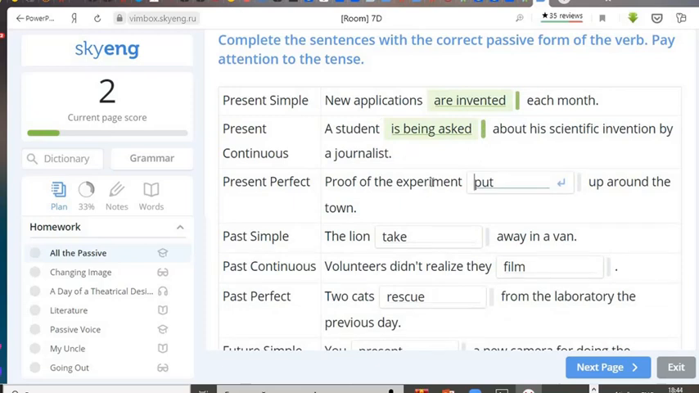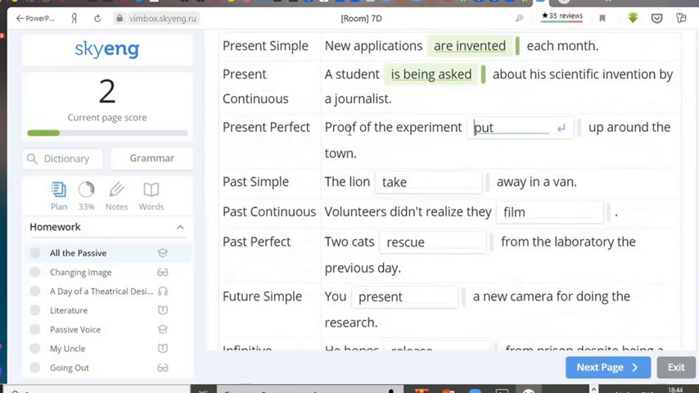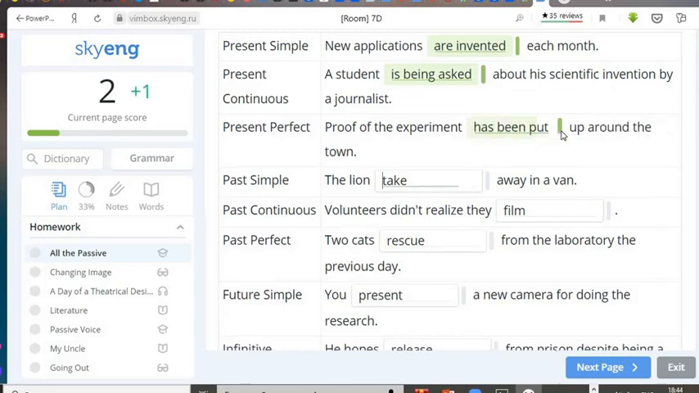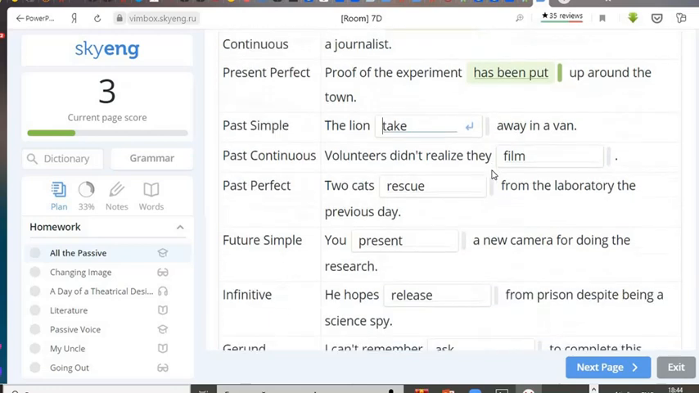Then, present perfect. Proof of the experiment put up around the town. Proof of the experiment. Доказательства эксперимента. Has been put. Do we change put? Of course not, because it's an irregular verb. Let's check. We are right.